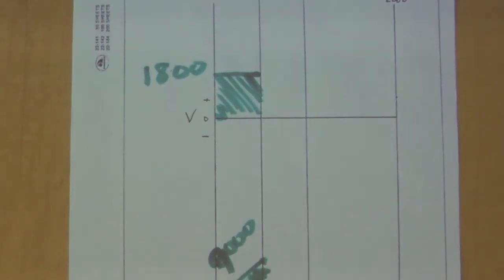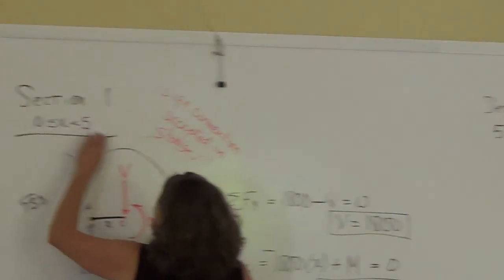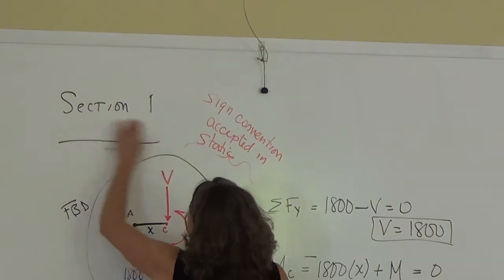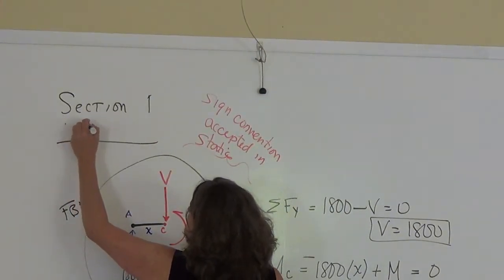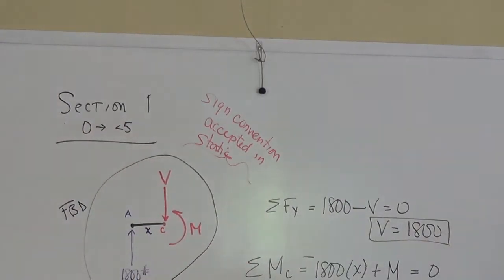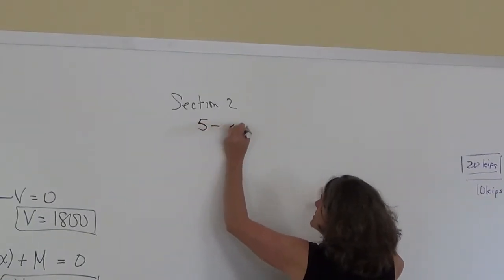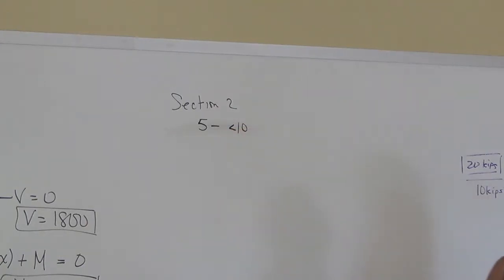So the next section, section 2, is when x is equal to or greater than 5 and less than, what's the next one? 10. And actually, I can't say x is this. Why? You'll see in a minute. The section here goes from 0 to less than 5. Here, section 2 goes from 5 to less than 10. Because x, you'll see in a minute.